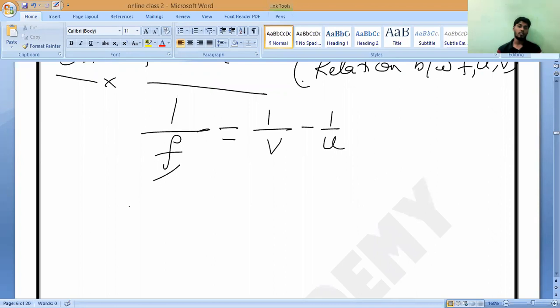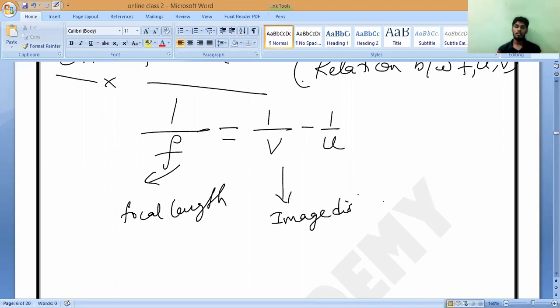So f indicates focal length, v indicates image distance, and u indicates object distance.